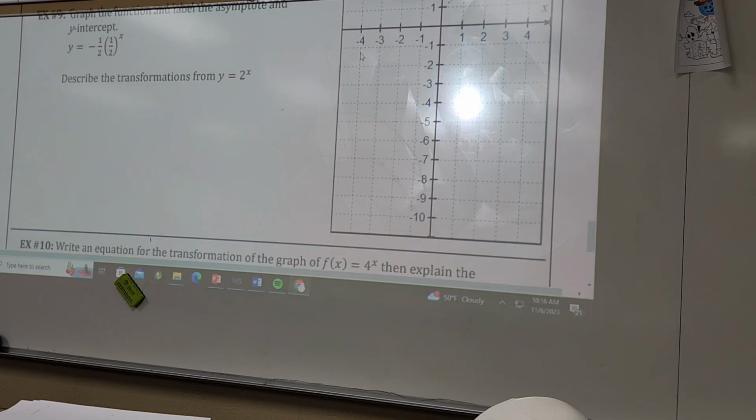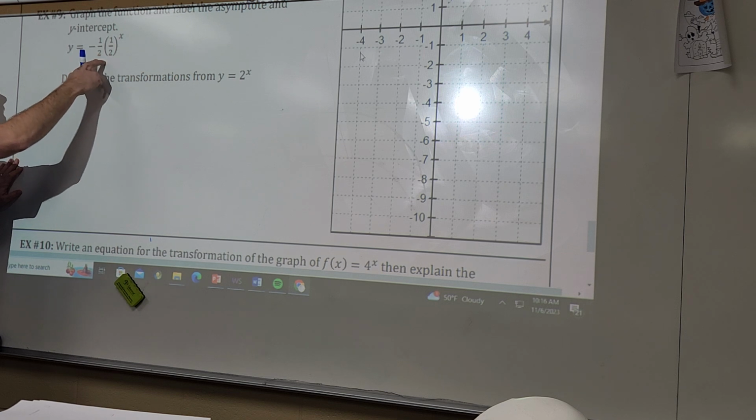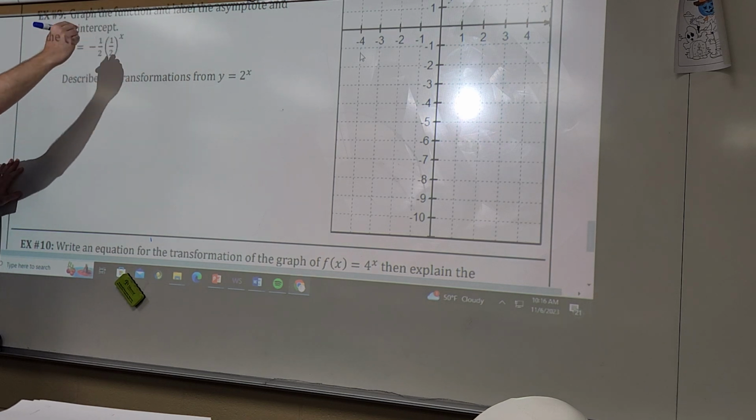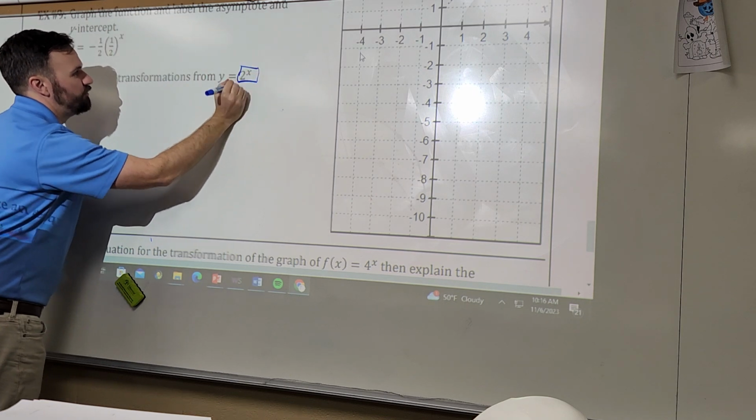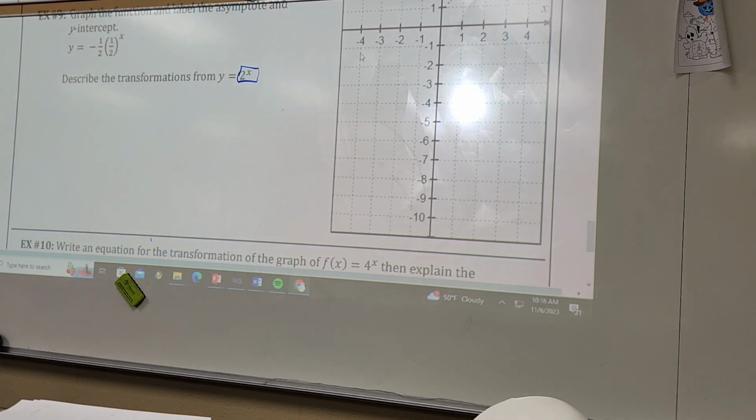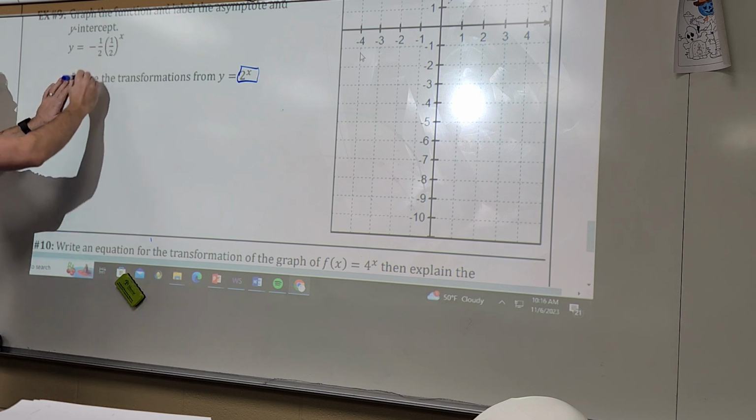All right, let's graph this beast now. Ooh, I like it. Graph this, label asymptote and y-intercept, and describe the transformation from 2 to the x. No, I'll show you. Let's do this first. Let's graph this.